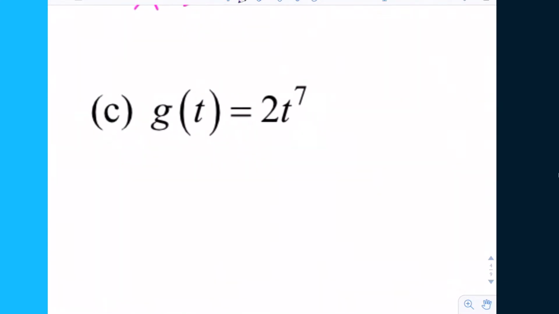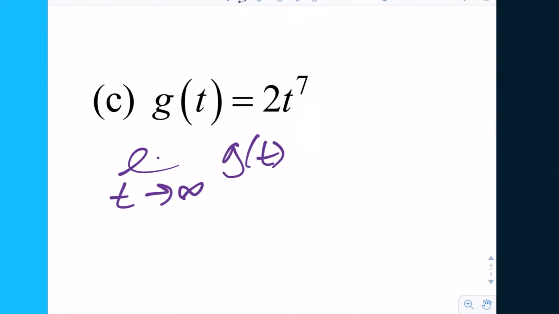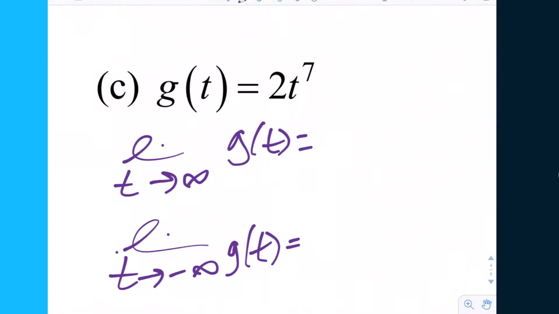Okay, letter C, g of t. So we're going to take the limit now as t goes to infinity of g of t. I'm kind of switching the variables on you on purpose. Our independent variable is t, our dependent variable is g of t. And the limit as t goes to negative infinity of g of t. All right, what's the degree of this polynomial?